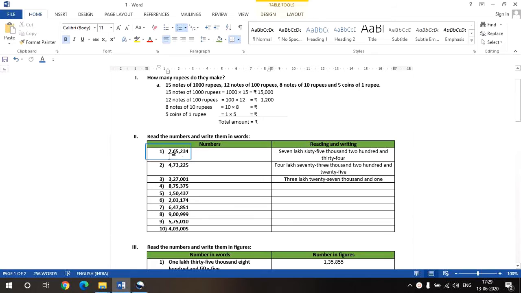765,234 is read as 7 lakh 65,234. 65,234 I think you already know how to write. Now what you just need to add is the 7 lakhs place. Come to the second question. 473,225 is at the lakhs place, so it is written as 4,73,225.